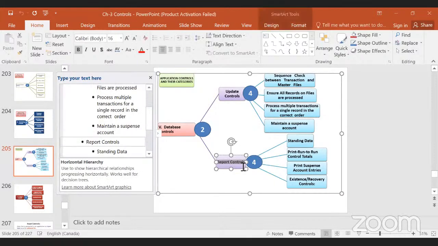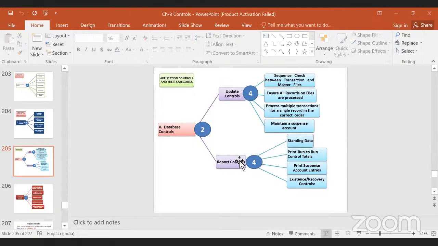Whereas report means: what is the amount in our bank account? What is the berth number allotted to us? Or if it is a waiting list, what is the waiting list or RAC? Such kinds of reports are given, and that is called report control.